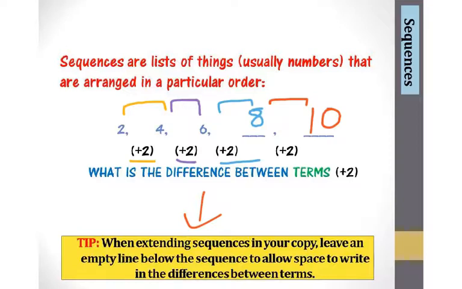The difference between each term is plus 2, so we're adding on 2 each time. You might recognize this pattern from your 2 times tables, and in particular your skip counting, 2, 4, 6, 8, 10.